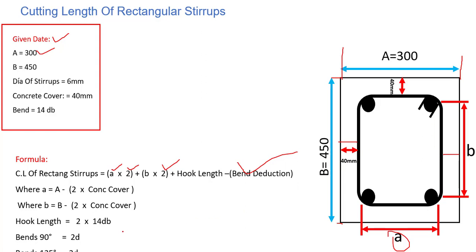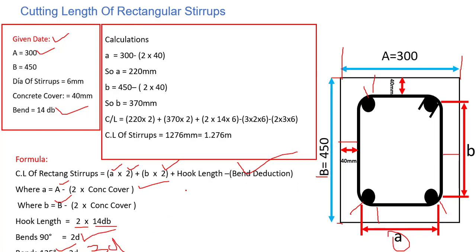Now where a is equal to large A minus 2 into concrete cover from both ends, and b is equal to large B, this B, minus concrete cover from both ends. And hook length we are taking here as 14 dB, so we have two hooks, 2 into 14 dB. dB is basically the dia of the bar. And bends, we have 3 bends for 90-degree, this one and this one. For the deduction we will take 2D, and for the 135-degree bend we will take deductions as 3D.